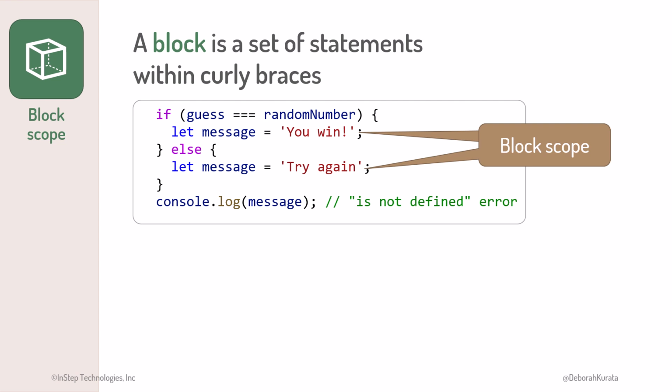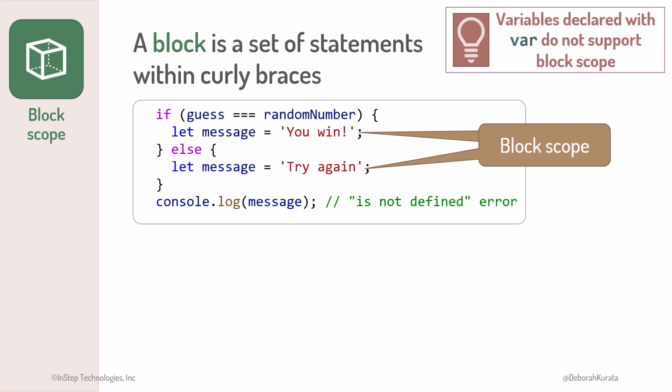Block scope is a new-ish feature that was introduced in ES6, also called ES 2015. Note that variables declared using var do not support block scope. Use let or const instead.